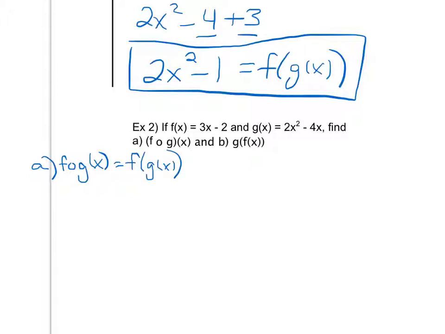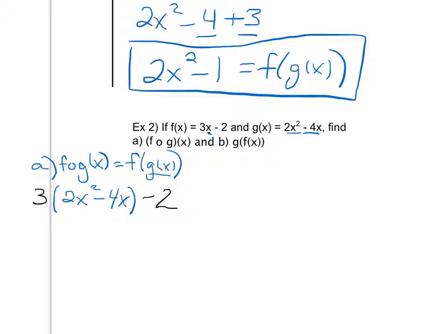So I'm going to take my g of x function, 2x squared minus 4x. I'm going to plug it in for every variable I find in f of x. That's going to give me 3. Oh, I'm running into a variable. I'm running into x. So instead of x, I'm going to write my g, which is 2x squared minus 4x. And then continuing to write my function f, minus 2.